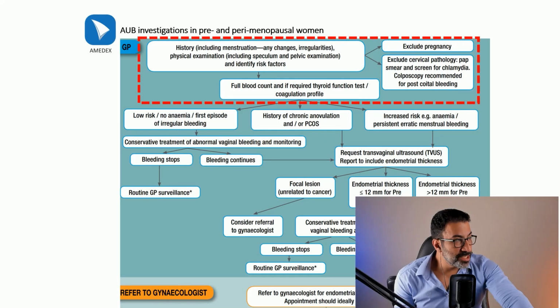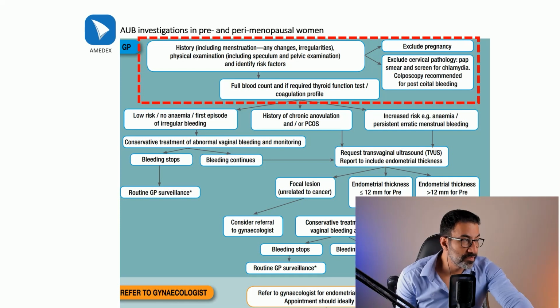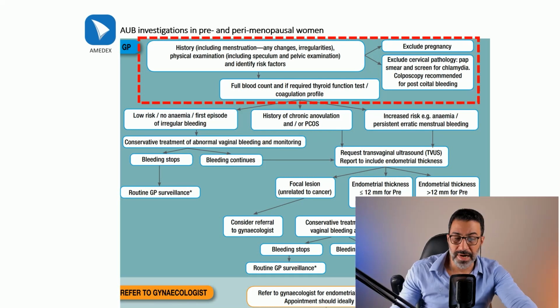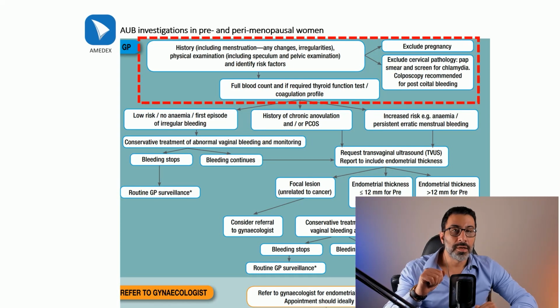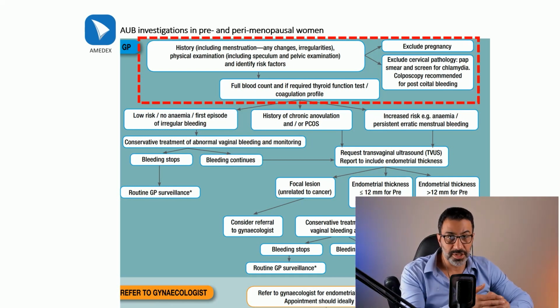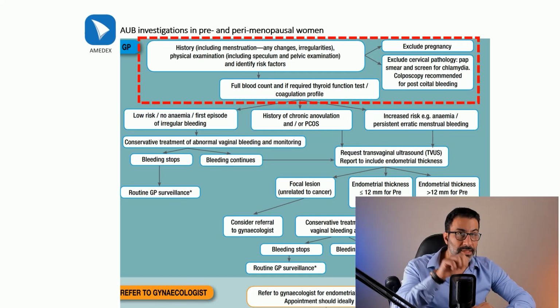So we have this patient, and they have mentioned we need to exclude pregnancy, exclude cervical pathology, full blood count, and if required, thyroid function test or coagulation profile. So all together. In the real world, what you can do is just grab a piece of paper and order whatever test you want. You want to send the lady for a urine sample to test her for pregnancy. You can order a full blood examination, or you can just do a cervical examination, a pelvic examination, and get a swab and send it for pathology.